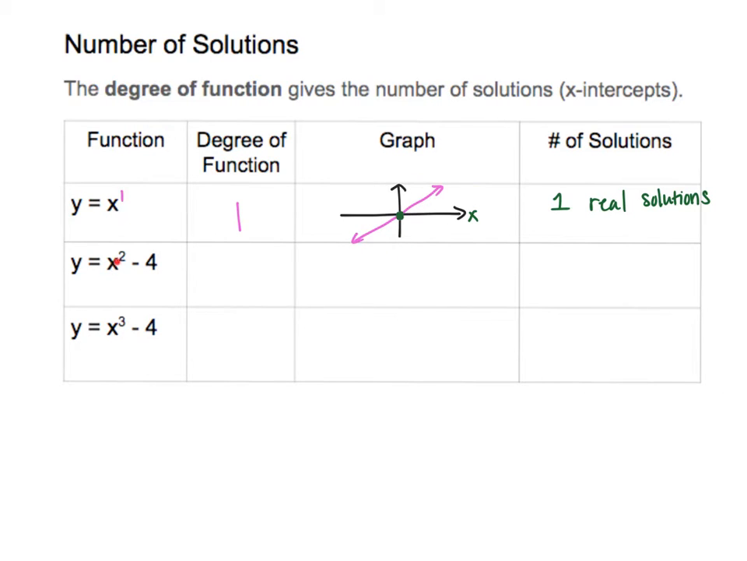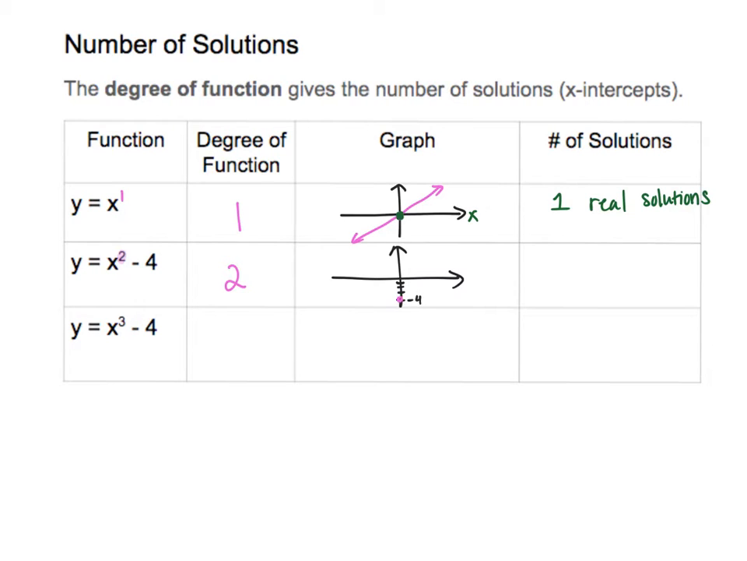And then if you have x squared, the degree of the function is 2 because that is your highest power. So in this case, my degree of the function is 2. That means I'll have at least 2 x-intercepts. And so if I have an equation like x squared minus 4, this minus 4 is telling me the vertical shift, so this is going down 4.